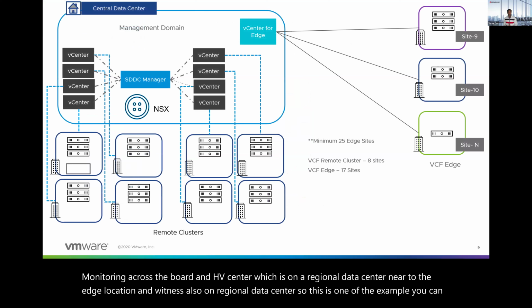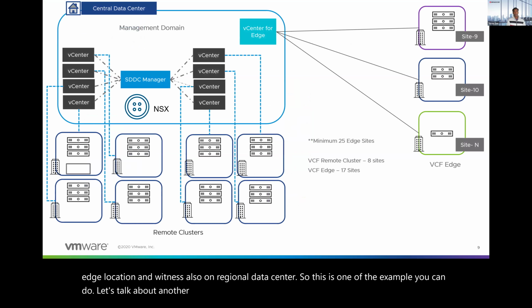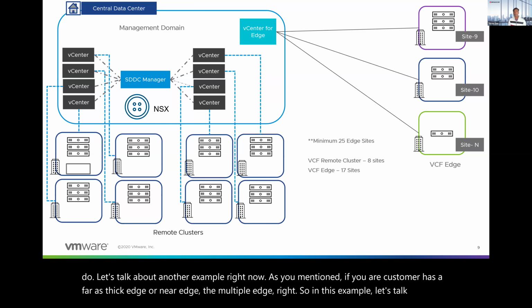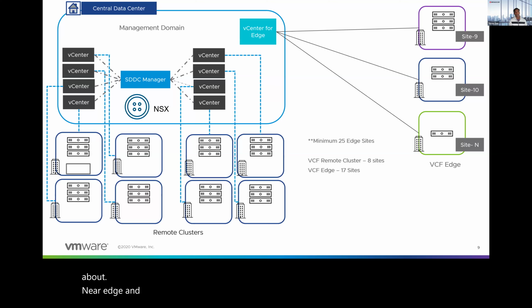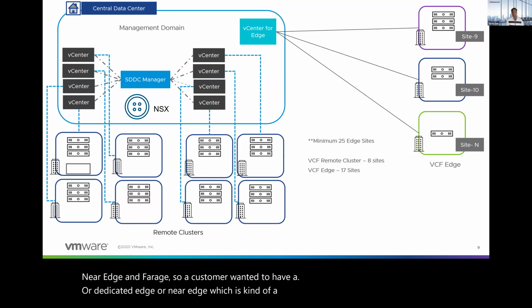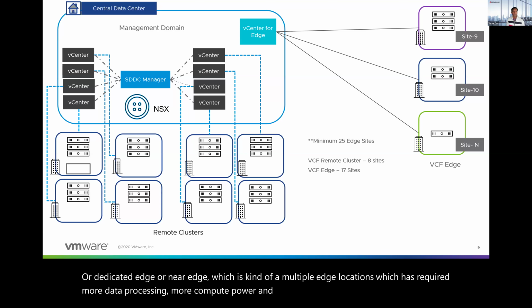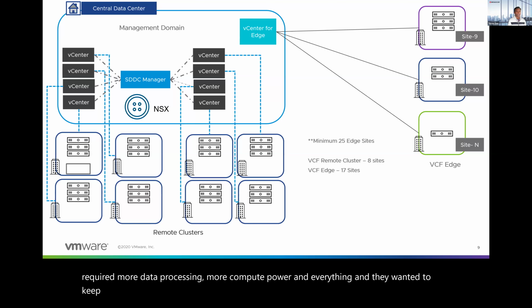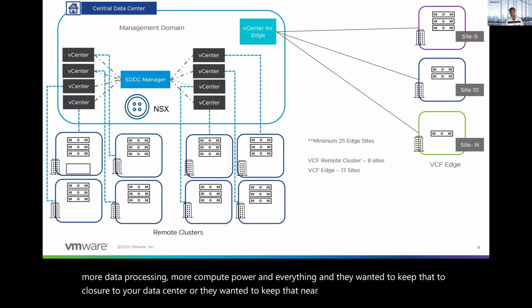Let's talk about another example, right? Now, as you mentioned, if your customer has a far edge, thick edge, near edge, there are multiple edges, right? So in this example, let's talk about near edge and far edge. A customer wanted to have a dedicated near edge, which is kind of multiple edge locations, which require more data processing, more compute power and everything. And they wanted to keep that closer to the data center, or near to the regional data center, right?